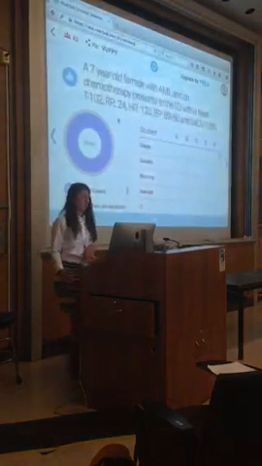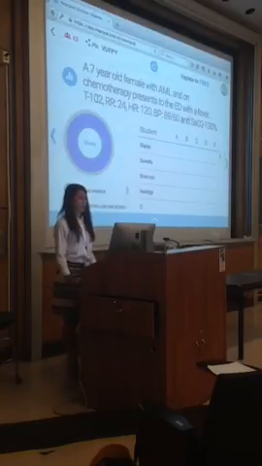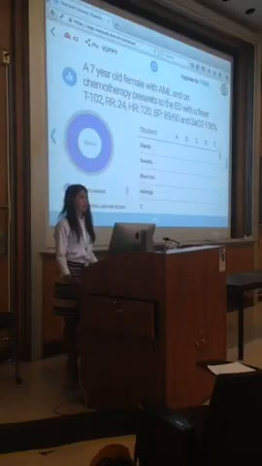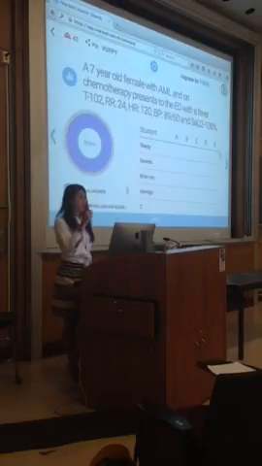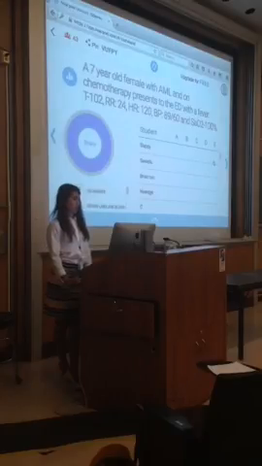So let's try this one. A 7-year-old female with AML who is on chemotherapy presents to the emergency department with a fever. Her temp is 102, respiratory rate 24, heart rate of 120, blood pressure of 89/60, and she's satting at 100%. Okay, she's on chemo, she has AML. What would you like to do? Make sure you scroll down on your answer choices because there are 4 or 5 of them. And I'm trying to trick you on this.